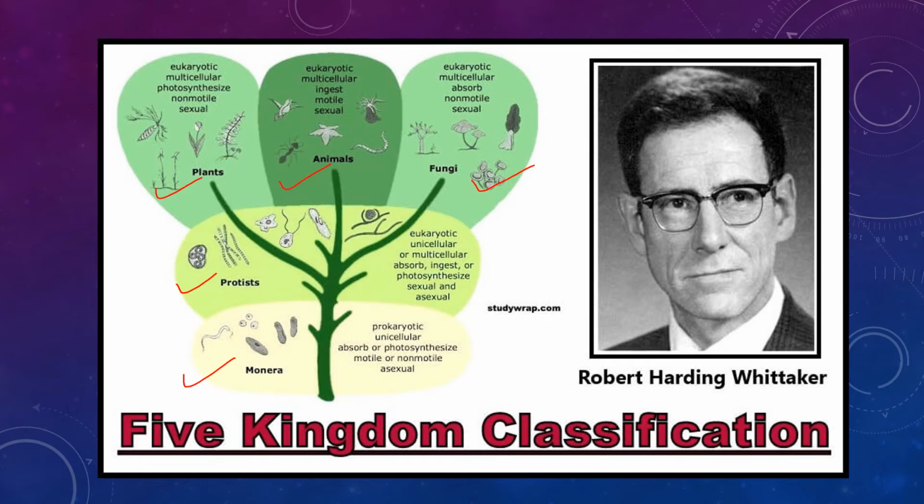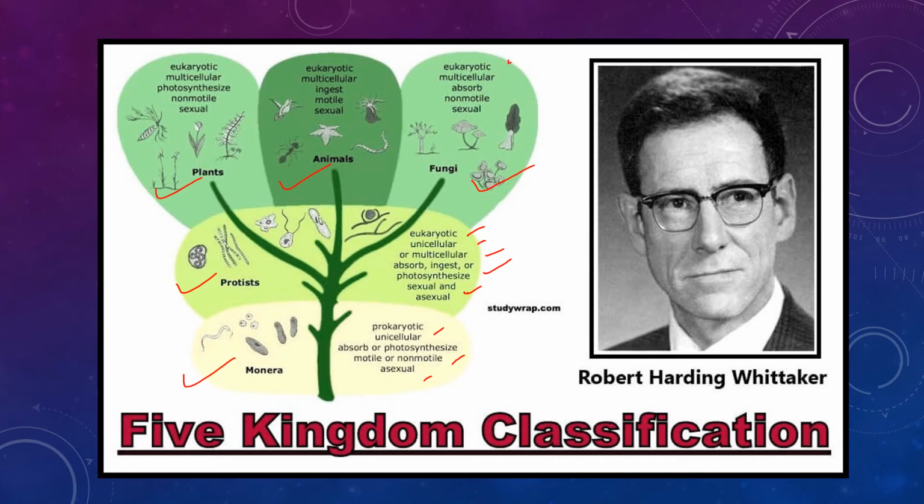When you talk about Monera, they were prokaryotic, unicellular, they absorb or photosynthesize. They were motile or non-motile, and the mode of reproduction was asexual. When you talk about Protista, they were eukaryotic, unicellular or multicellular. Their mode of nutrition was absorption or ingestion, or they can photosynthesize, and the mode of reproduction can be sexual as well as asexual.